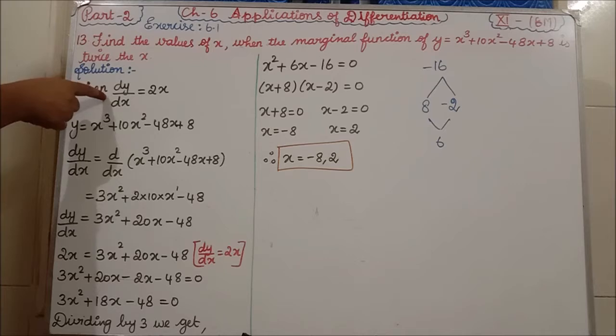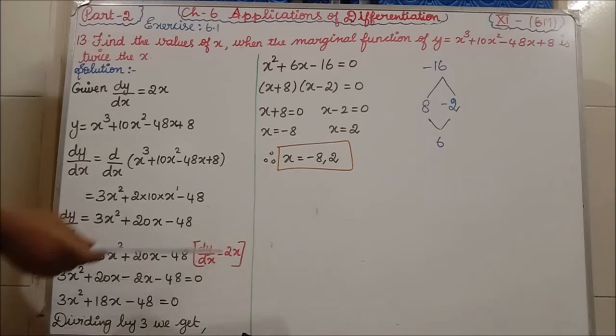What did they say in the question? dy by dx equal to 2x is given. So in the place of dy by dx, I am substituting 2x. We have written the other side also. 2x is equal to the same, I am writing here: 3x square plus 20x minus 48.